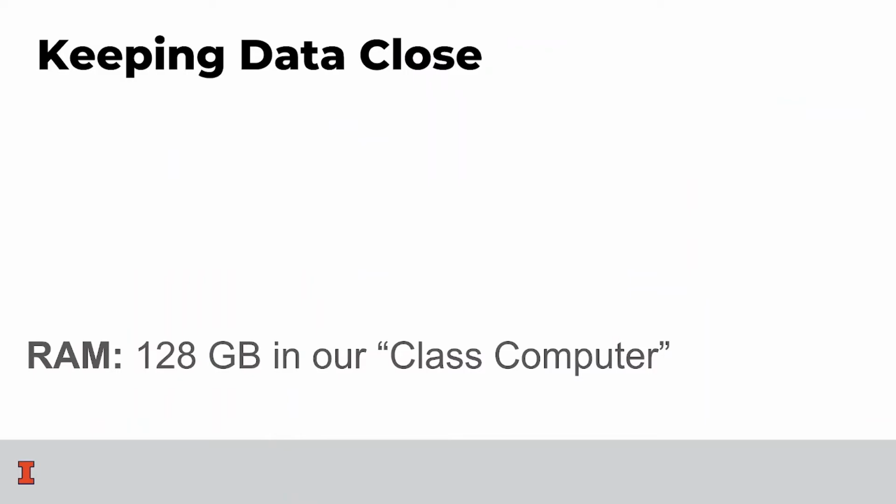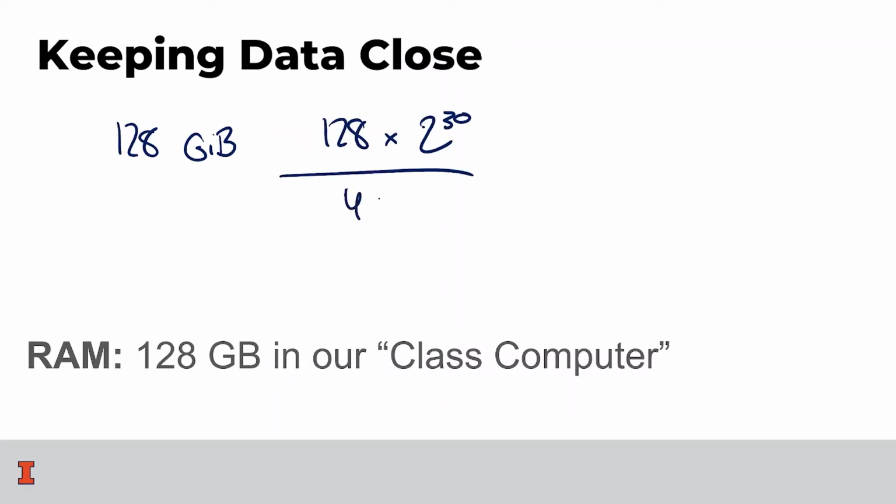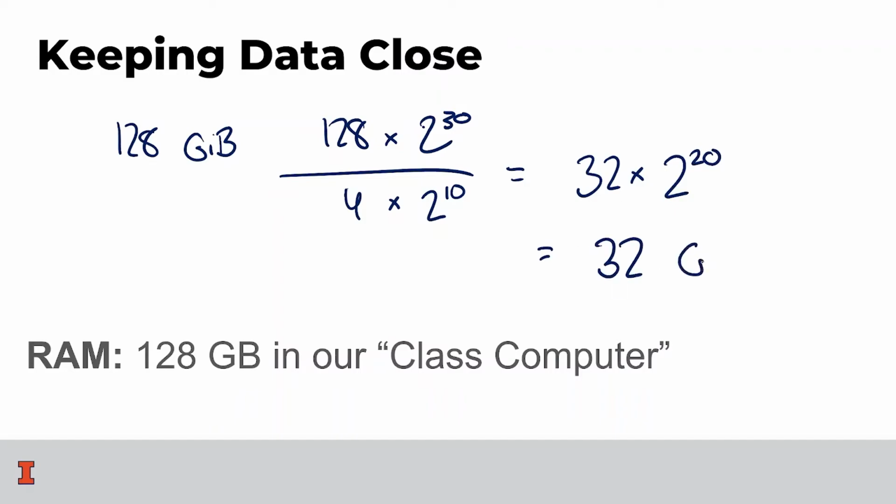And then if we think about RAM, how many pages do we have in RAM? So in our dream computer, we said we had 128 gigabytes of RAM. A gigabyte is 2 to the 30th, so 128 times 2 to the 30th, divided by 4 times 2 to the 10. So that's going to be 32 times 2 to the 20th. So 32 megabytes of pages in RAM.